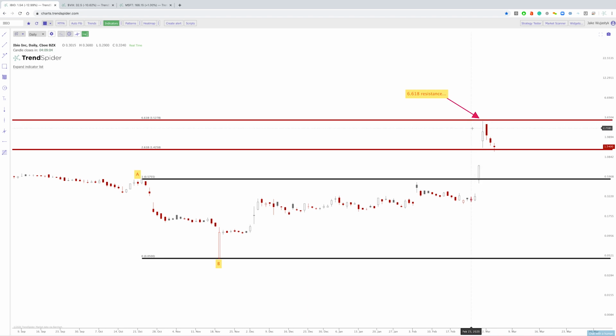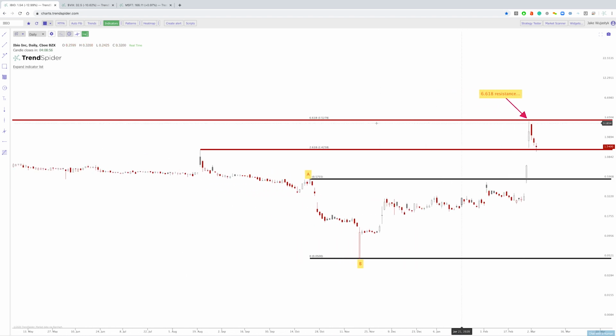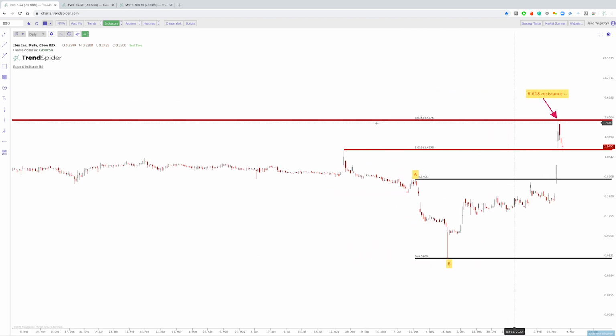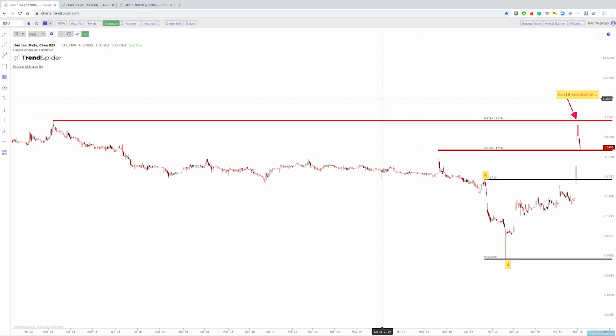Now, what also happens is confluence. Confluence is when you have a particular level like the 6.618, but you also have a previous area of resistance. Look at how far back we have to scroll to find that this 6.618 area really was in perfect alignment with this previous area of resistance in March of 2018.